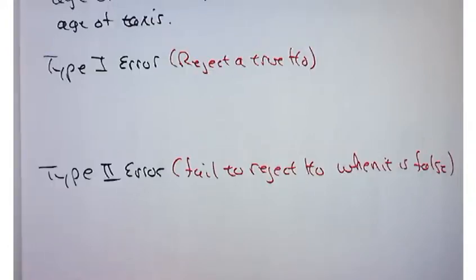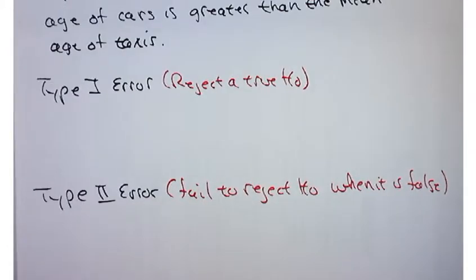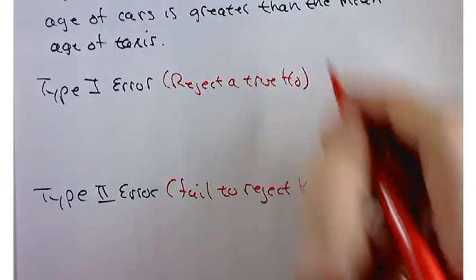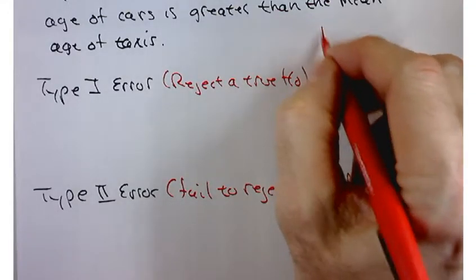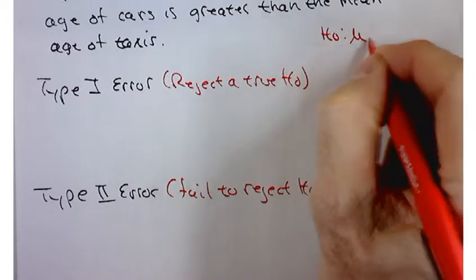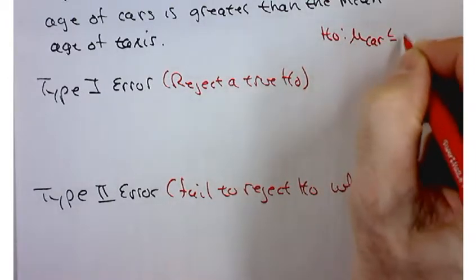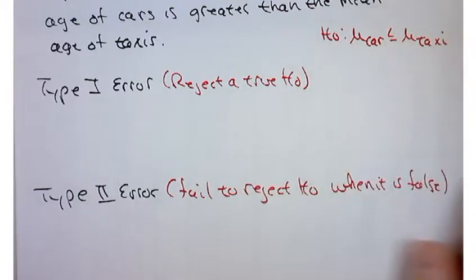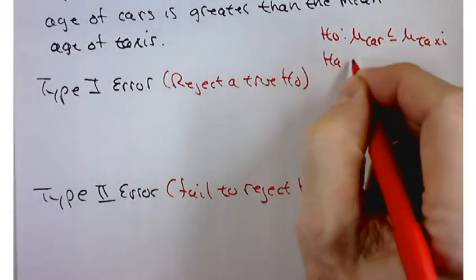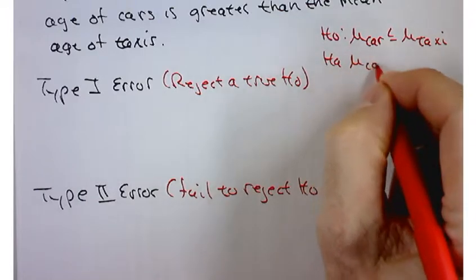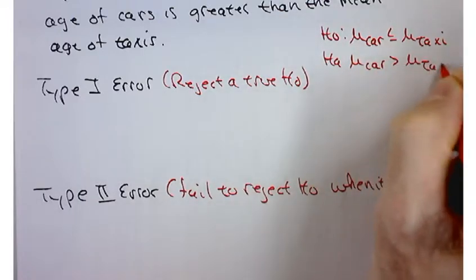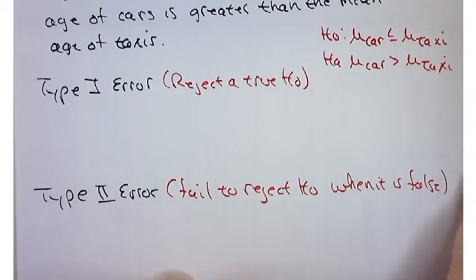Okay. What I'd like us to do for this one is look at what a type 1 and a type 2 error are for this problem. H naught was that mu sub car is at most mu sub taxi, less than or equal to, and HA was that mu sub car is greater than mu sub taxi. Now, there's a lot of variety in ways you can state this, so it might not be a bad idea to try and run yours by me. I'll take a couple examples and we'll look at them.